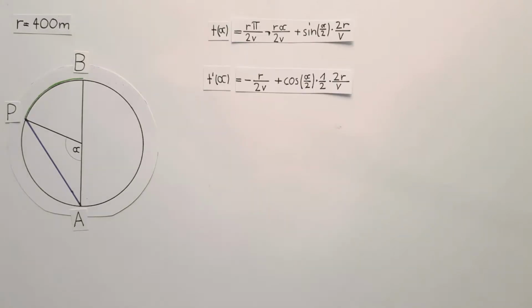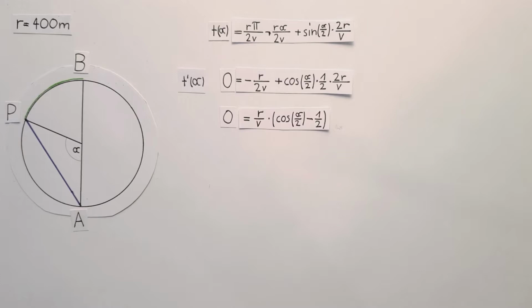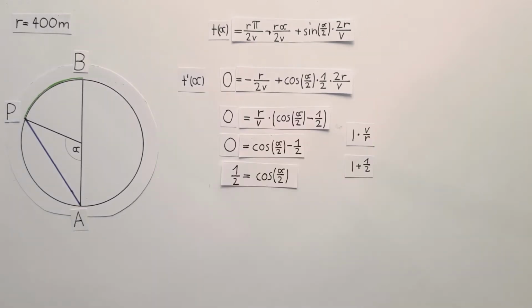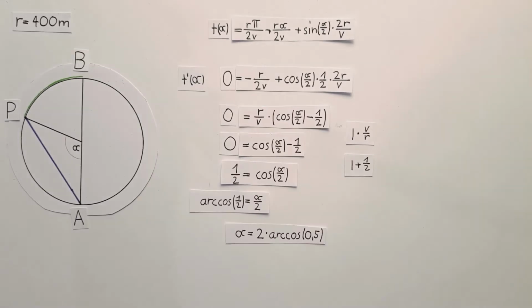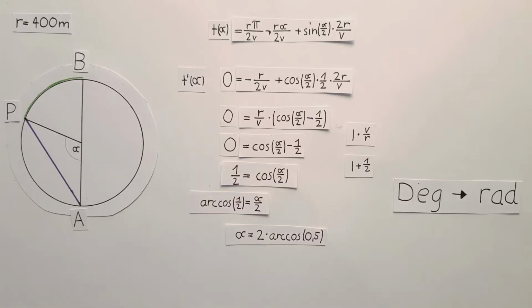Now we have to find the zeros. We solve the equation for alpha. After several steps we arrive at alpha is 2 times arc cosine of 0.5. At this point, don't forget to change your calculator from degrees to radians. Otherwise, the result is useless. That gives us 2/3 pi, which equals 120 degrees. So finally, we found the minimum.